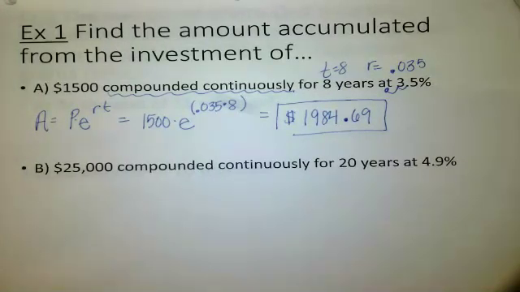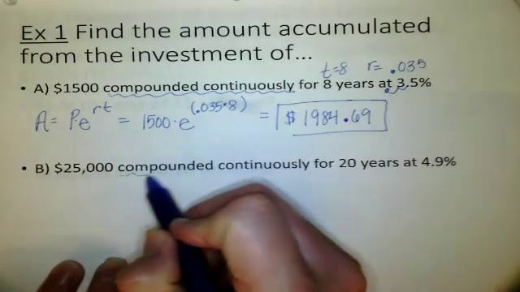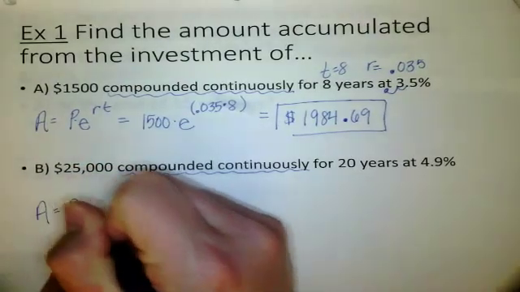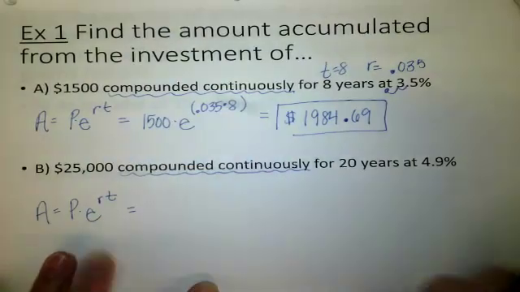Letter B, $25,000 compounded continuously for 20 years at 4.9%. All right, it says compounded continuously. What model do we use? PERT model. A equals P times e to the rt.